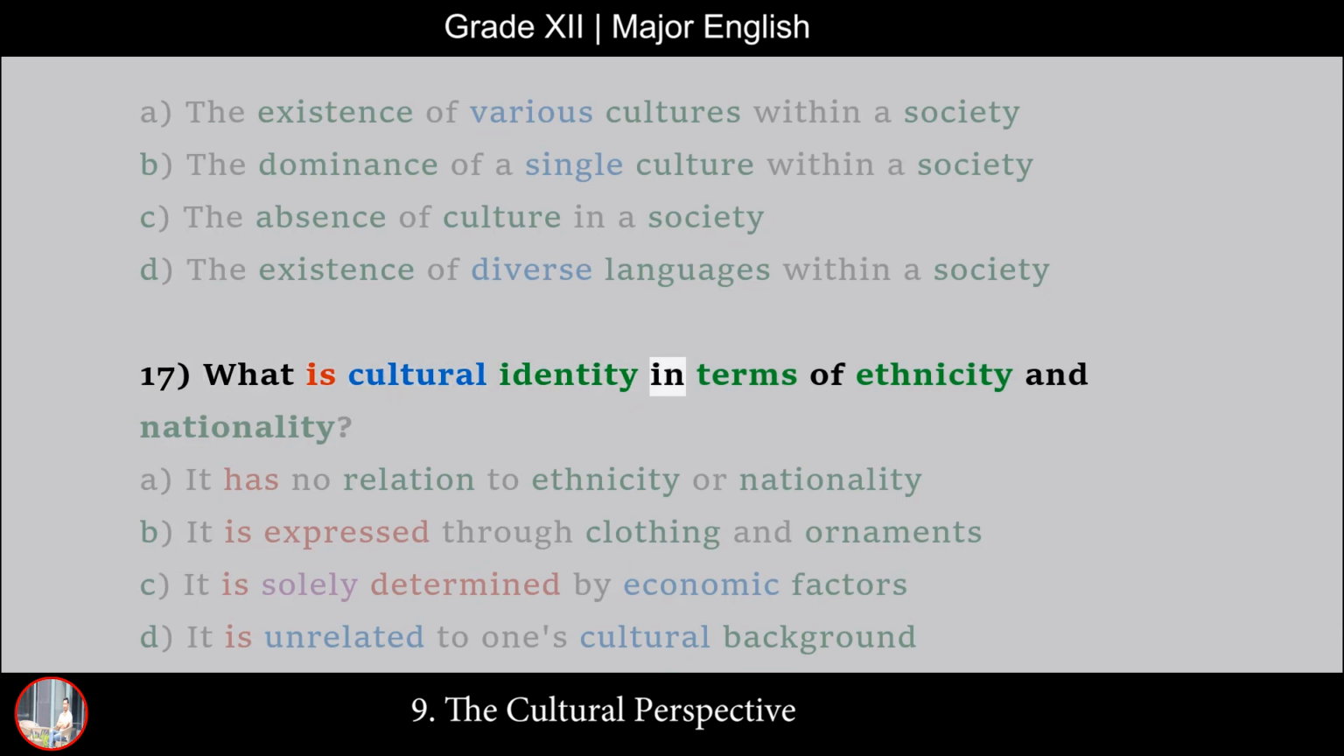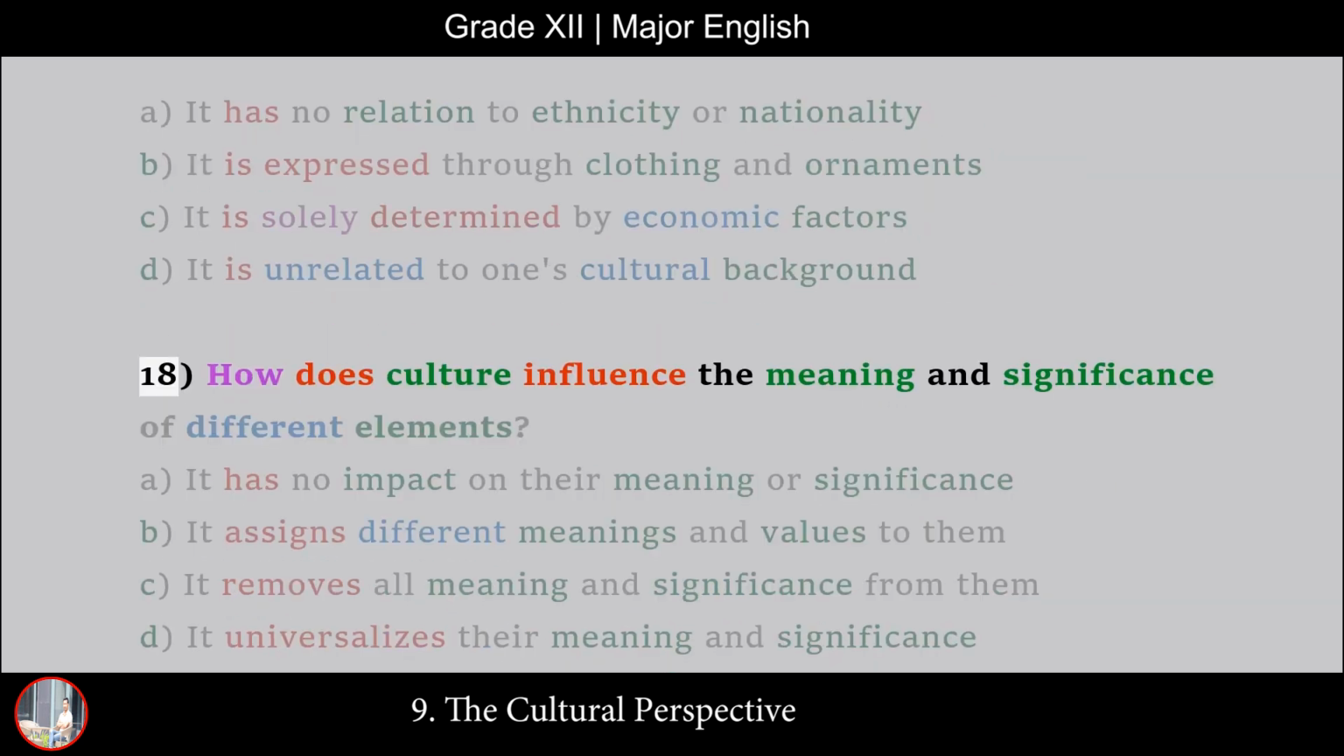17. What is cultural identity in terms of ethnicity and nationality? A. It has no relation to ethnicity or nationality. B. It is expressed through clothing and ornaments. C. It is solely determined by economic factors. D. It is unrelated to one's cultural background.